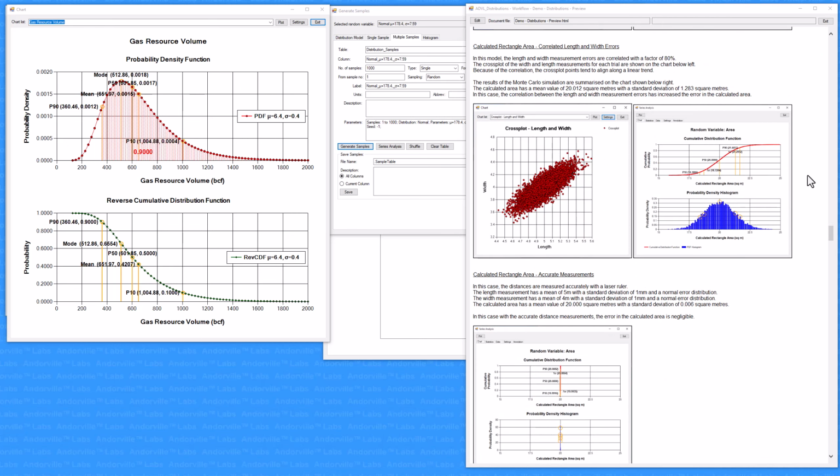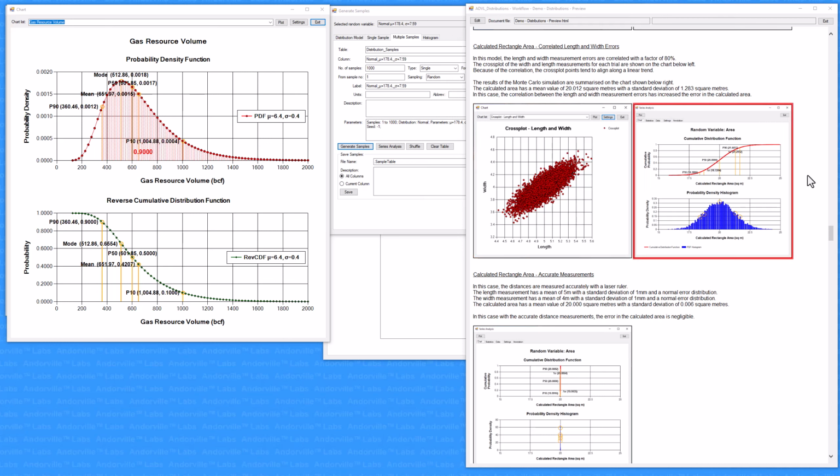In the second example, we calculate the rectangle area with correlated length and width errors. In this model, the length and width measurement errors are correlated with a factor of 80%. The cross plot of the width and length measurements for each trial are shown on the chart below left. Because of the correlation, the cross plot points tend to align along a linear trend.